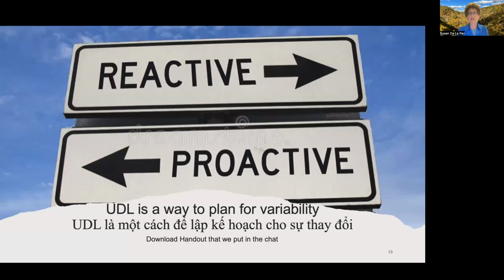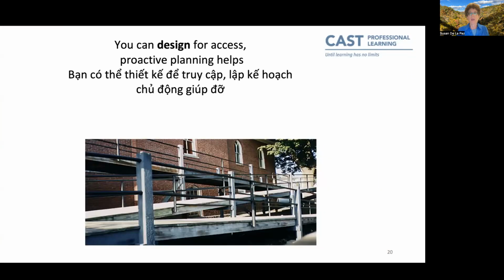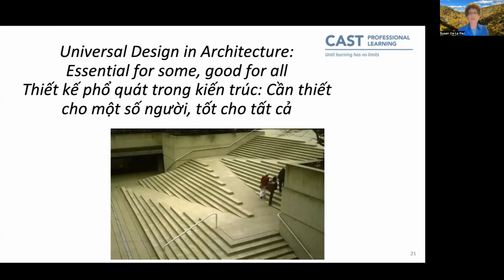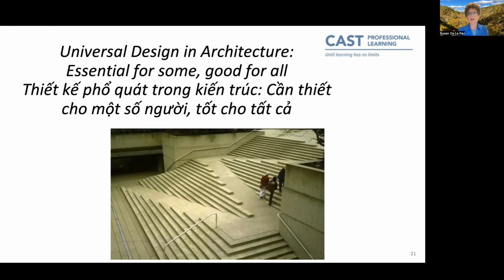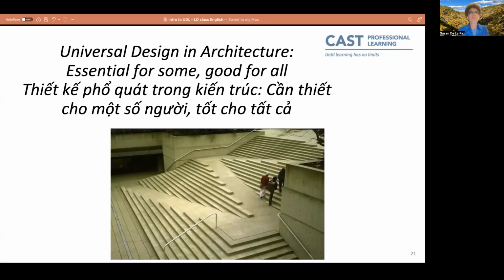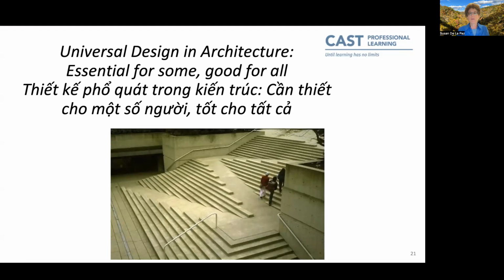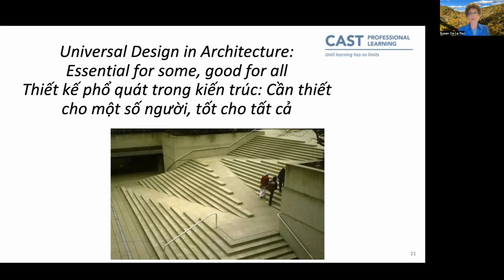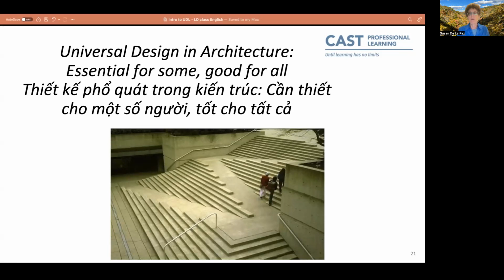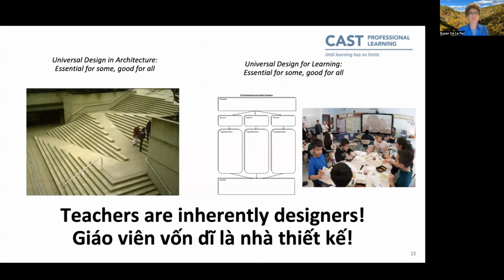Okay, so UDL is a way to plan for variability. We want to be proactive, not reactive. You can design for access. Proactive planning helps. We think about the example of architecture. This slide has ramps built in as well as stairs getting to and from a building, and we need those ramps. It's essential for some, but ramps are good for all. For example, a person in a wheelchair needs the ramp, but some people prefer to walk on a ramp or maybe ride a bicycle or push a stroller, that kind of thing.